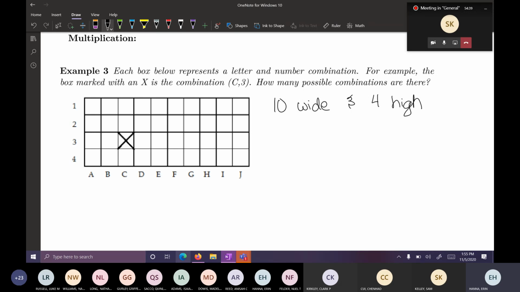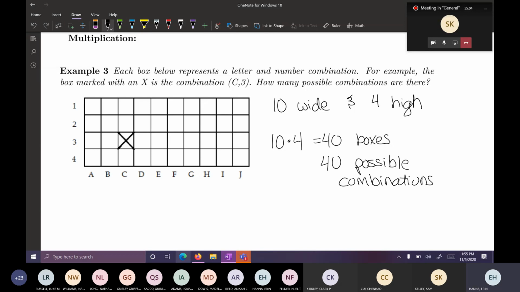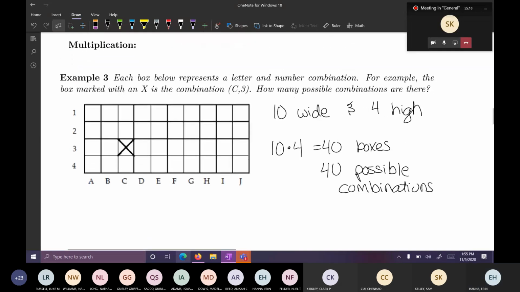Now, of course, you can sit there and count all of the boxes. But what if I gave you a larger grid and you didn't want to sit there and count all the boxes till your hands fall off? Well, then you can just consider how long is it, how wide is it, and how high is it. And what do you do with those 2 numbers? You multiply them together. So we would have 10 times 4, so 40 boxes, or 40 possible combinations. So again, we were considering it in an area type of way instead of just counting up all the boxes. Hopefully that made sense.